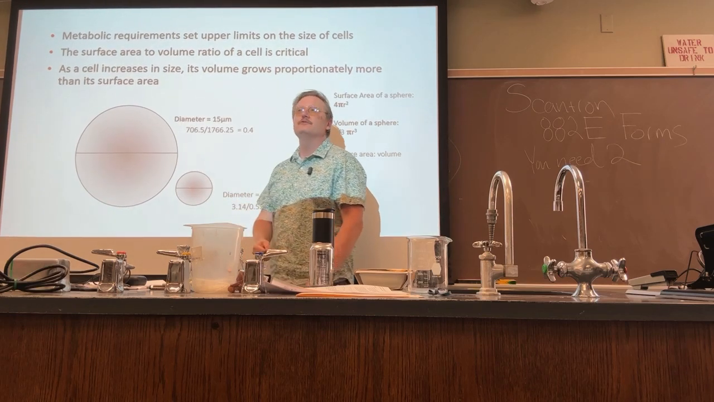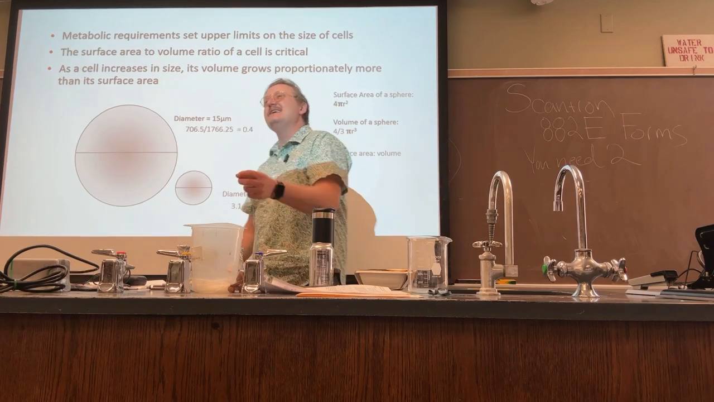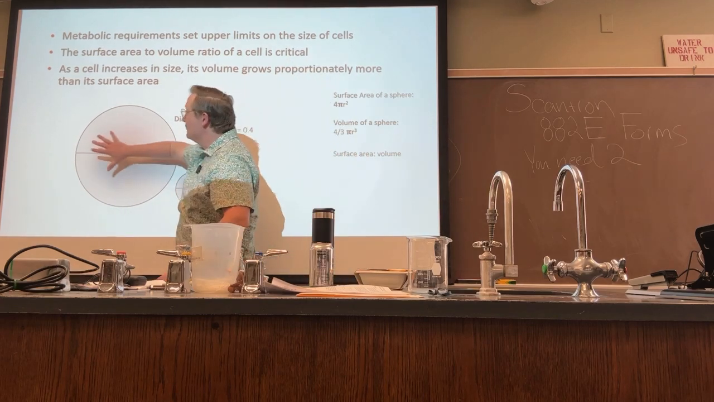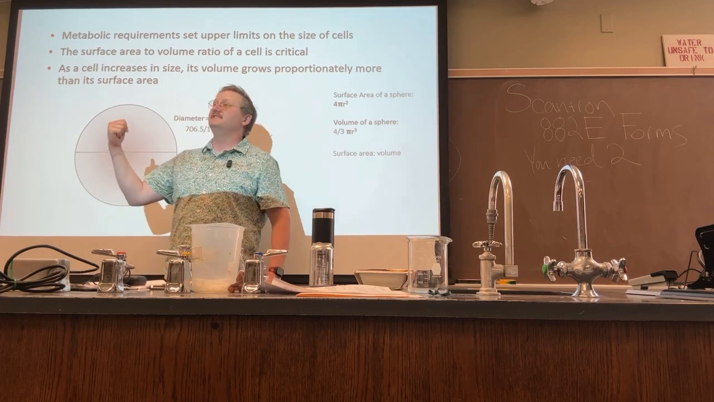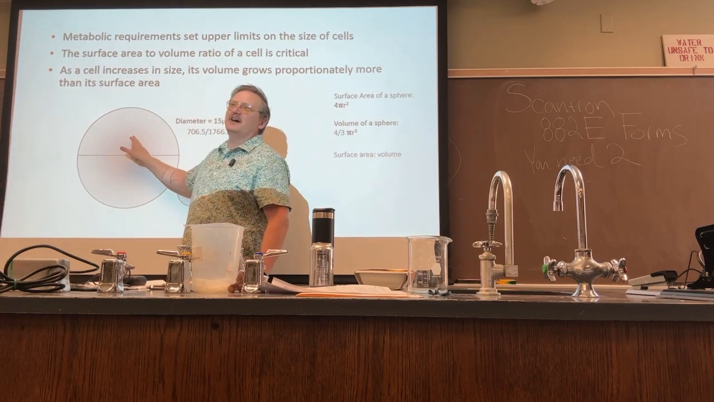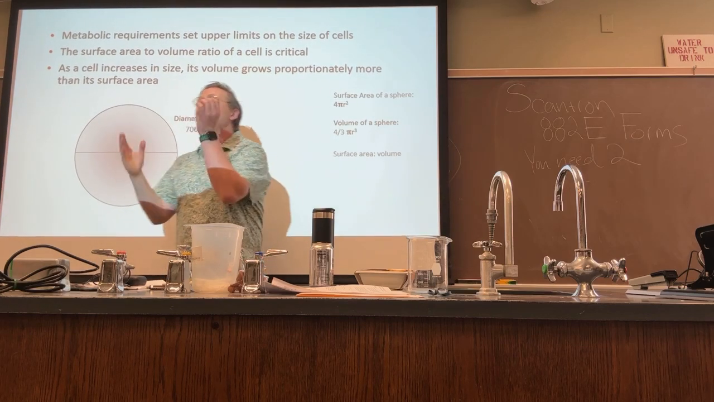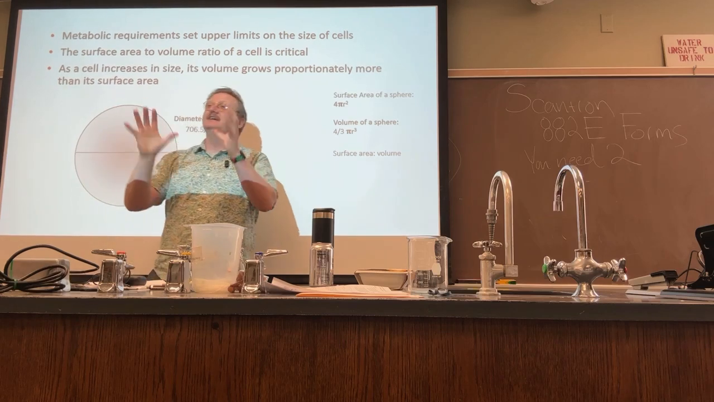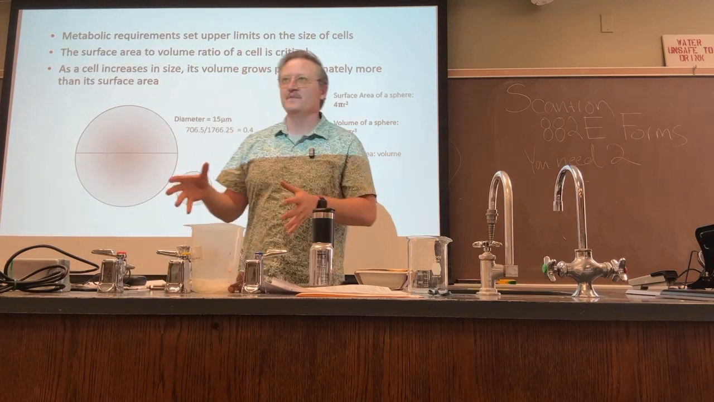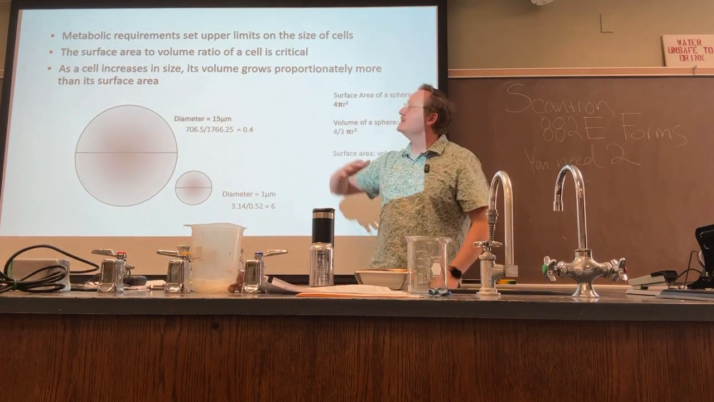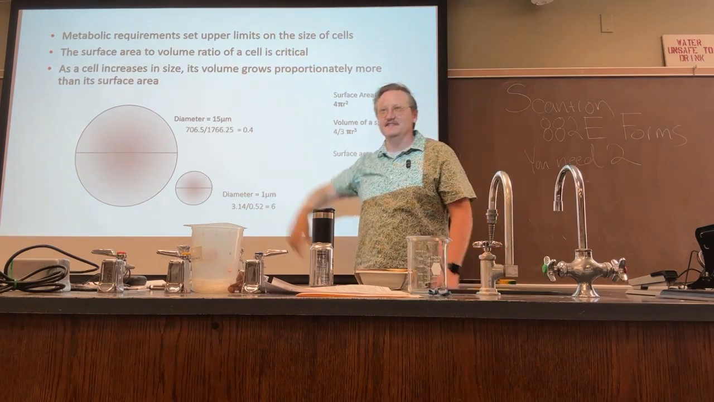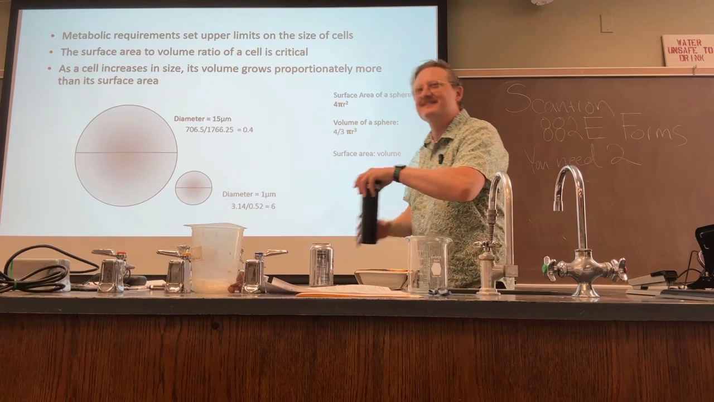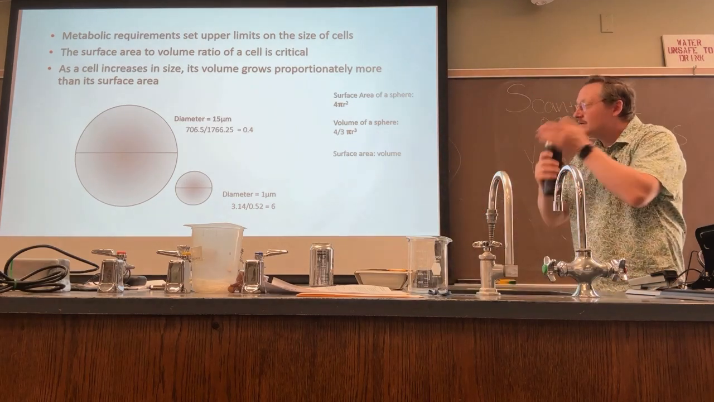can acquire new resources. The key thing here is that to get more stuff into the cell or to get stuff out of the cell, it has to go across the cell membrane. So you need enough surface area to service the volume. If there's not enough surface area, you can't meet the metabolic requirements of the cell. Solid, great question. Awesome.